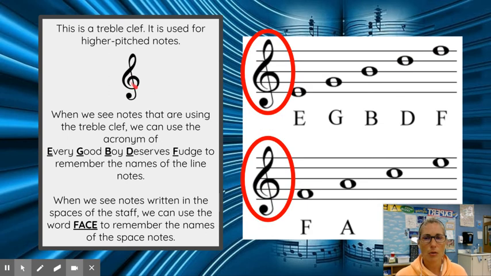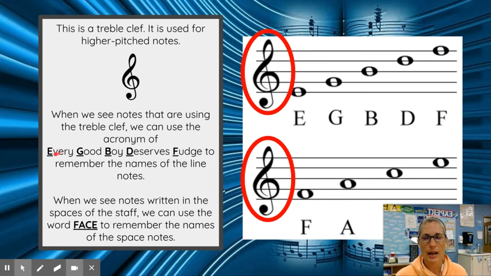So this is a treble clef. It is used for instruments and voices that are a higher pitch, like a flute or a saxophone or a higher voice. And they are located at the beginning of the staff. Now the names of the lines, if we look at just the line notes, line 1, 2, 3, 4, 5, their notes are E, G, B, D, F. Or we can remember this acronym, every good boy deserves fudge.